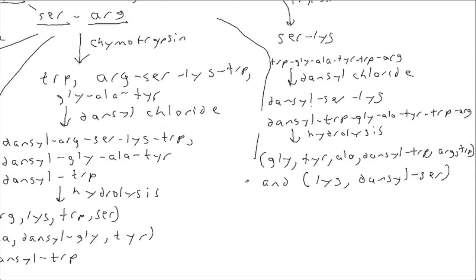By the way, do you see here why one of the tryptophans is attached to Dansyl and one isn't? Mm-hmm. Because one of the tryptophans was at the N-terminus and one was in the interior. So we ended up with two different types of tryptophan here, if that makes sense. Okay, so far so good? Yes.